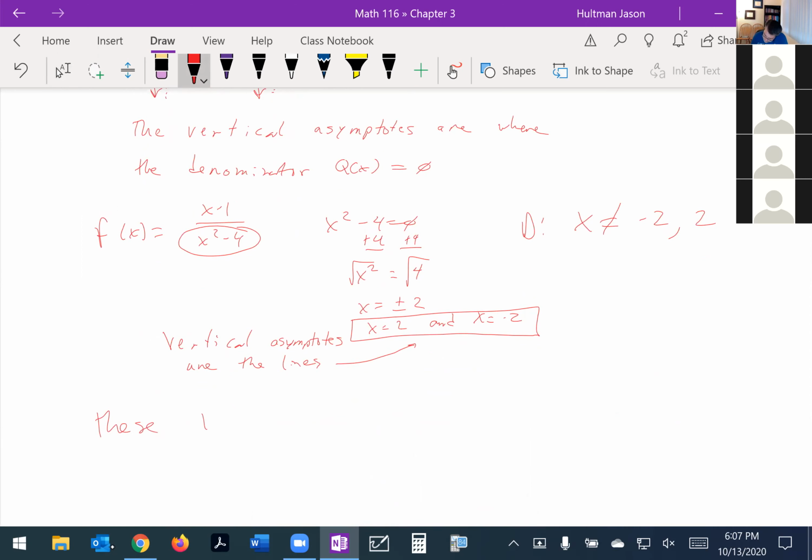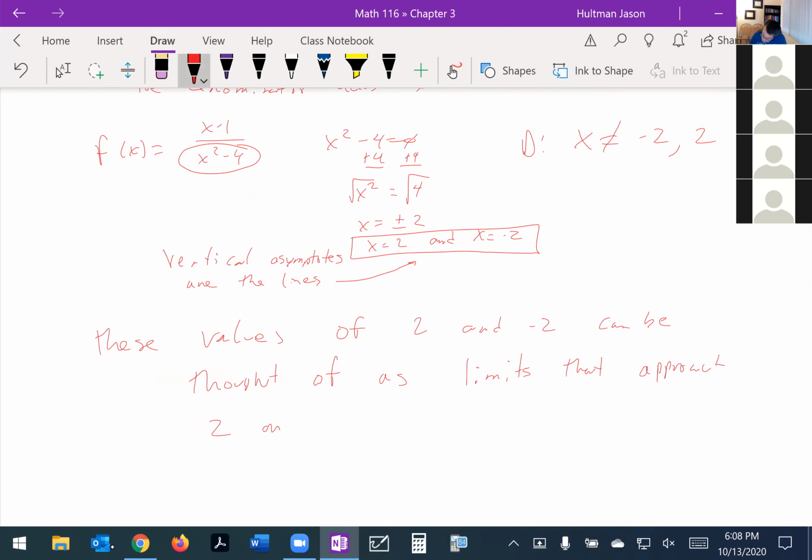Okay, these values of 2 and -2 can be thought of as limits that approach 2 and -2, or I'd say 2 from the right, 2 from the left, -2 from the right, and -2 from the left.